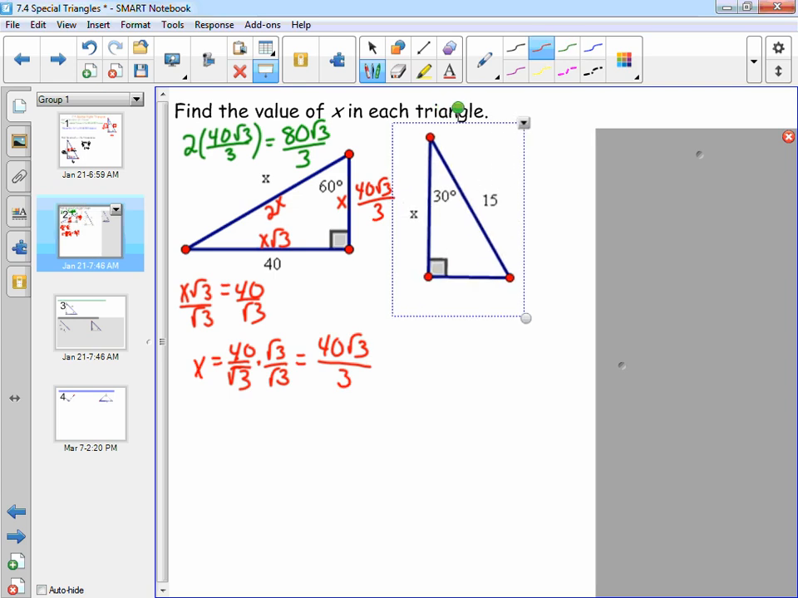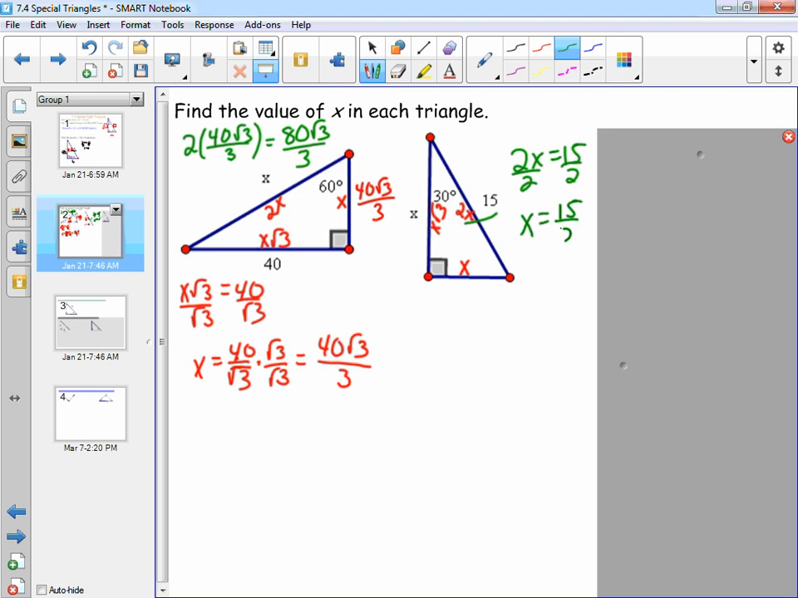same process. The side opposite of 30 is our shortest, so that's x. Our hypotenuse is 2x, and our long leg is x root 3. Again, in this situation, we are given that 2x equals 15. Divide both sides by 2, and we get x equals 15 over 2. Now, we are going to want to leave this as a fraction. It'll make our life easier.